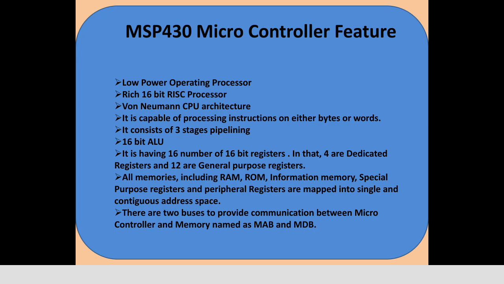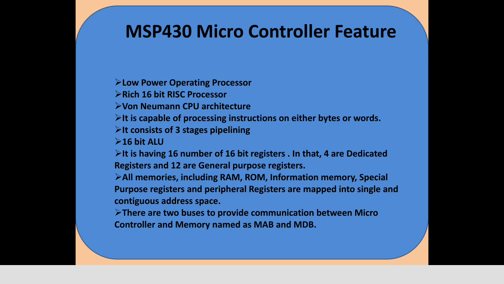So here a single set of buses can access the memory, and this processor takes a voltage between 1.8 volts to 3.6 volts. That means it operates with a small amount of voltage. That's why it is called a low power operating processor, which has three stages of pipelining. The three stages of pipelining are fetch, decode, execute.